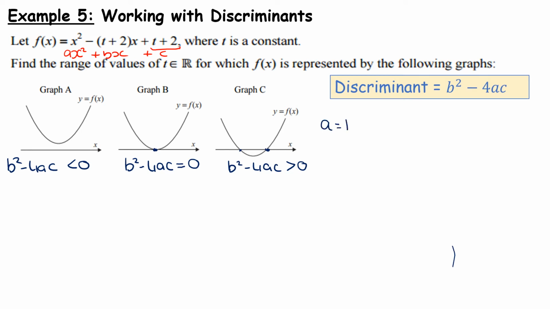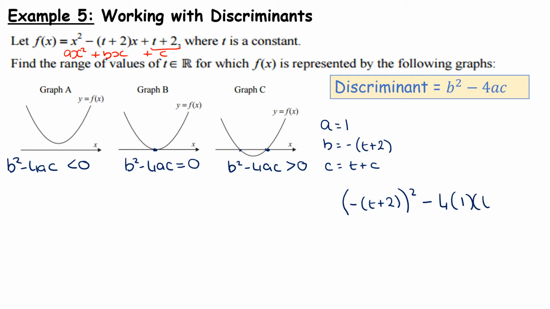A is straightforward, it's 1, but b is minus t plus 2, and c is t plus c. So the discriminant, which is b squared, so that's minus t plus 2 squared minus 4 times a times c. And I want to clean that up.